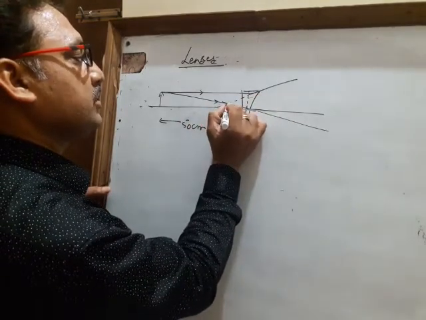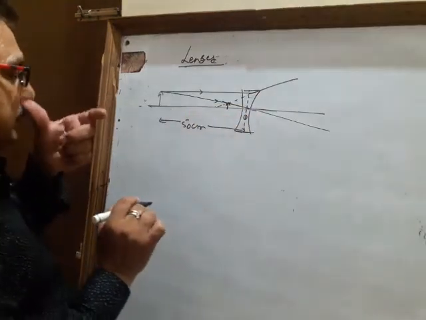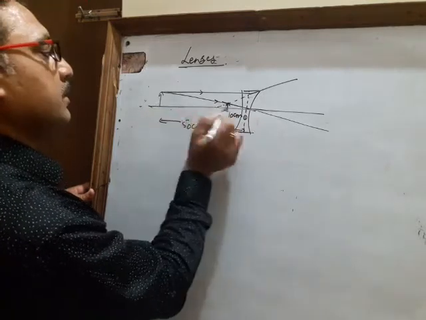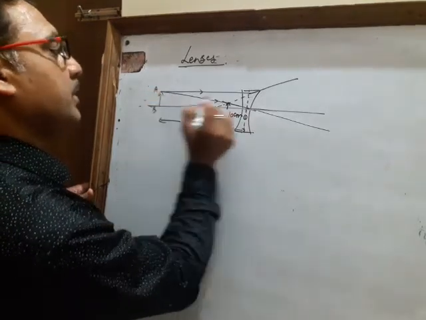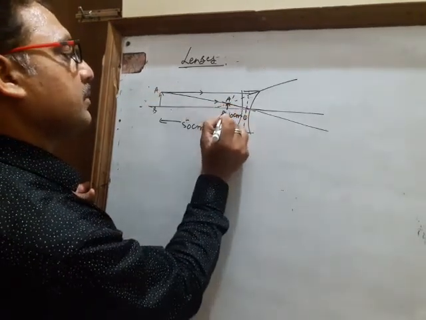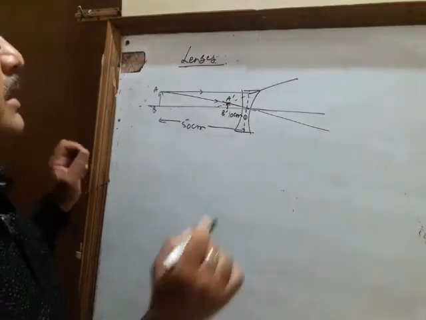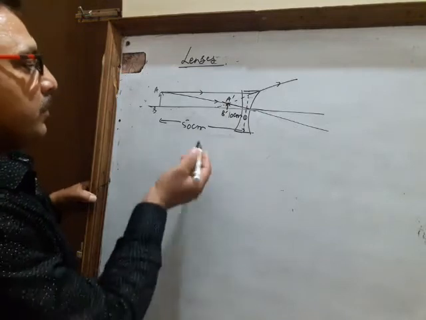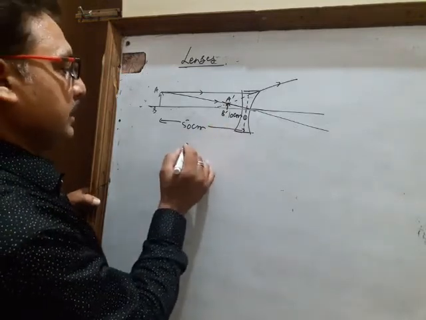So this is the position of the image. This image is formed at a distance of 10 centimeter from the lens. This was the object AB, and this is the image A dash B dash. This is your ray diagram. You can see this now. And now find the focal length of the lens.